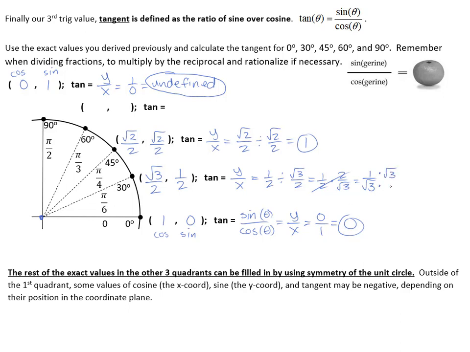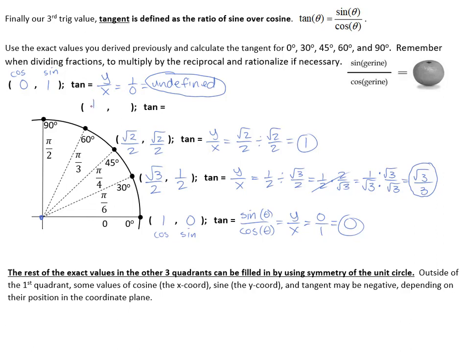But again, we're not supposed to leave radicals in the denominator. So we multiply top and bottom by root 3, and we get root 3 over the square root of 9, or 3. Root 3 over 3 is the exact value of tangent of 30.